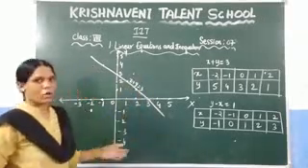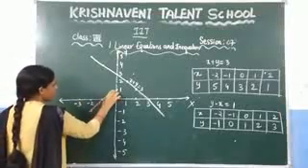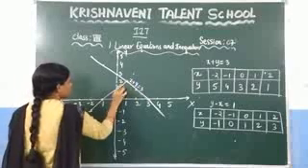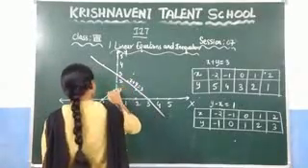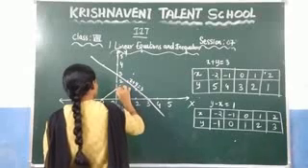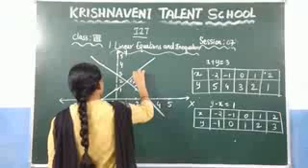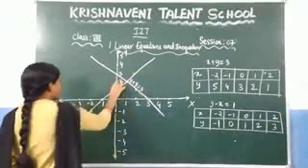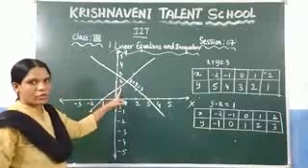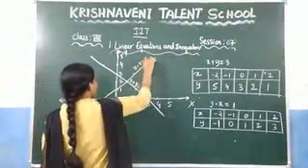So let us join all these points. So first point, second, third, so you can observe that this is the line we have drawn for the equation which is nothing but y minus x is equal to 1.